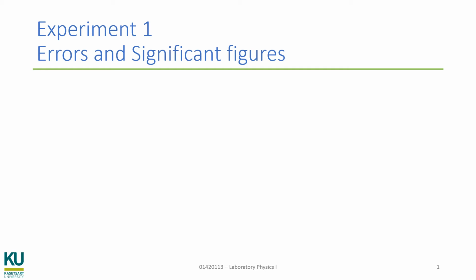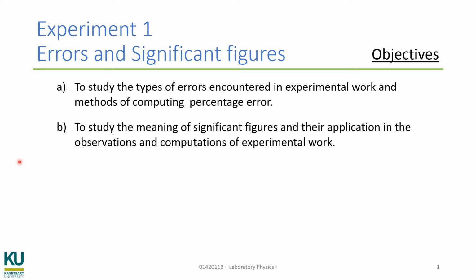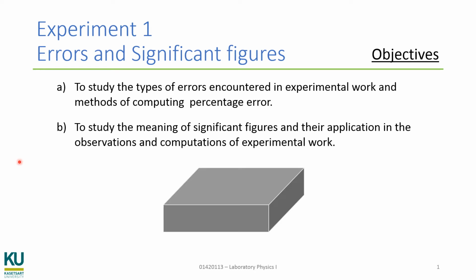Hi everyone, this video is an introduction for Laboratory Physics 1, Experiment 1, Errors and Significant Figures. The objective for this experiment is to study the types of errors encountered in experimental work and the method of computing percentage error, and to study the meaning of significant figures and their application in the observations and computation of experimental work.